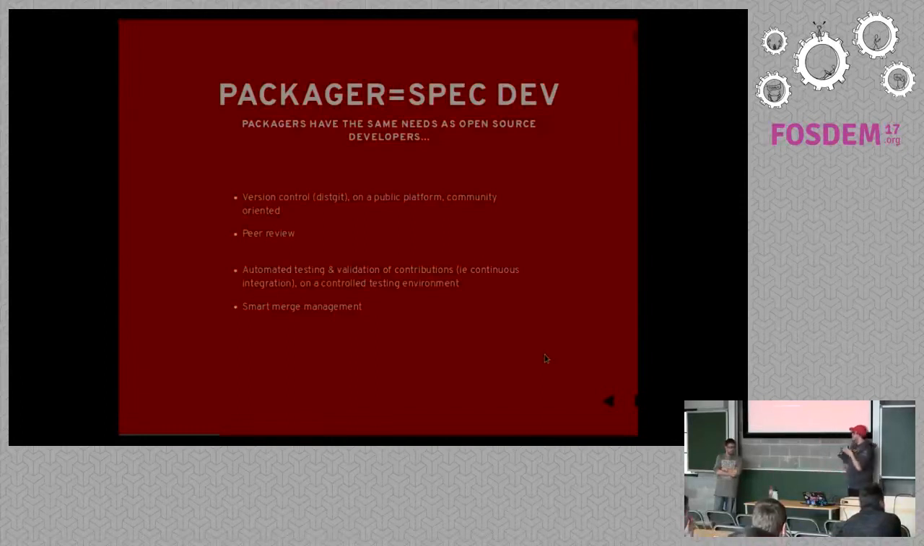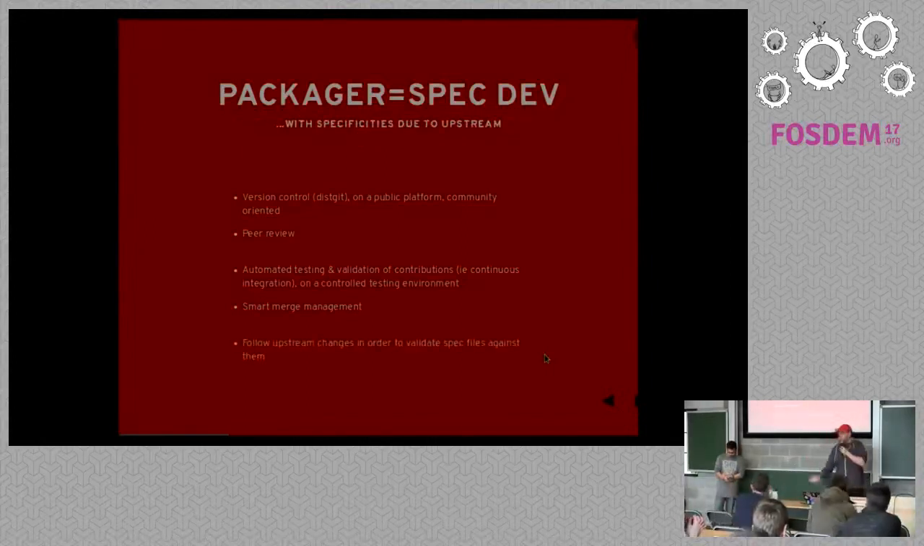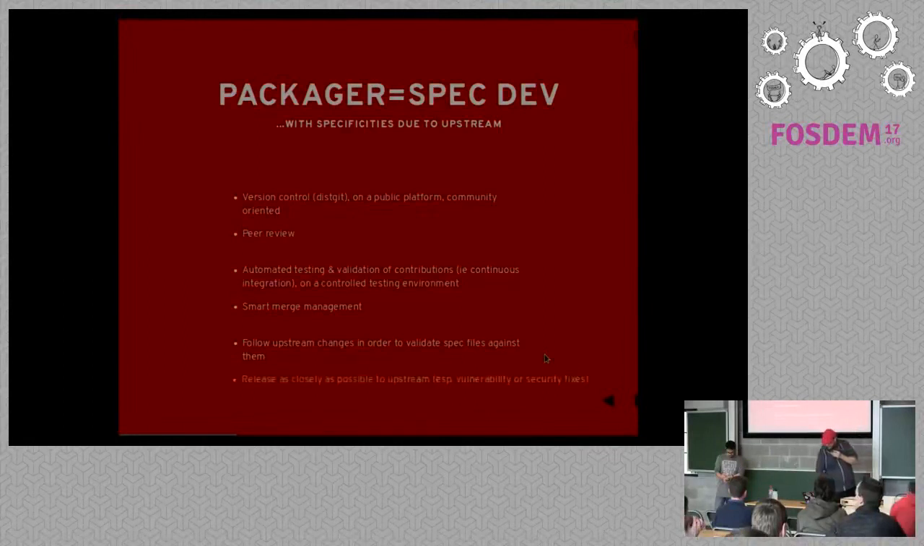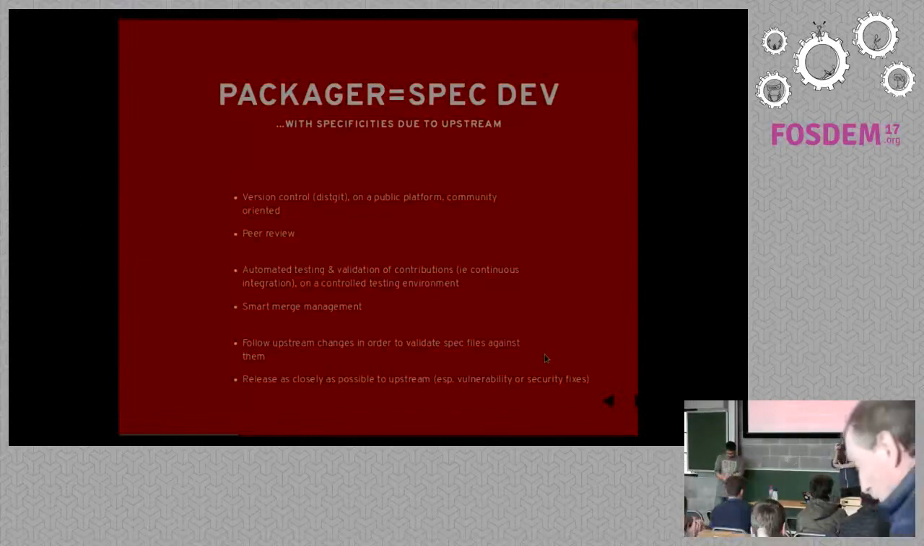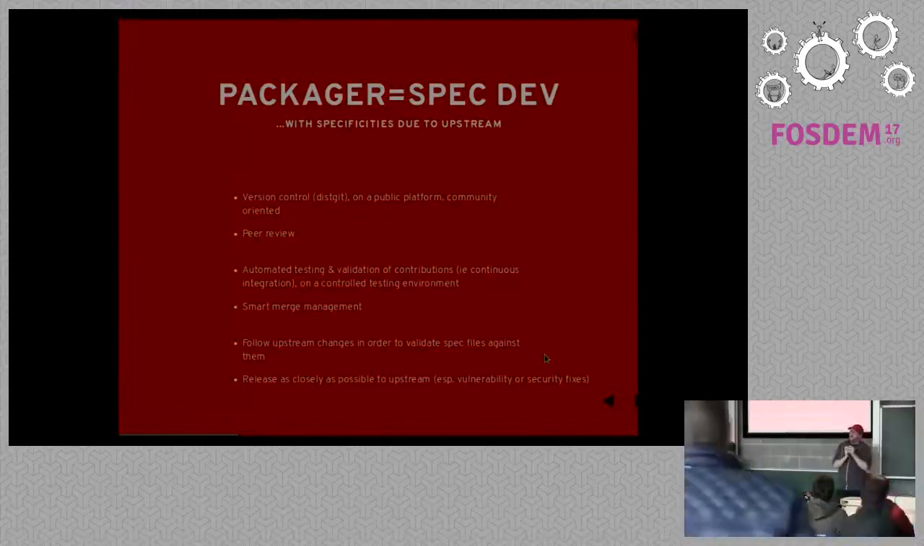You also need a smart merging strategy. If you have a lot of contributions that come at the same time, you have to make sure that when you merge them, you're not going to end up in a state of your master that you don't really know. But when you're a packager, you also have a specific constraint, which is upstream. You have to follow what's going on upstream. You have to make sure that your spec files evolve if upstream evolves. And you want to release as early as possible after a change occurring upstream, especially if the change is a vulnerability fix or security fixes.